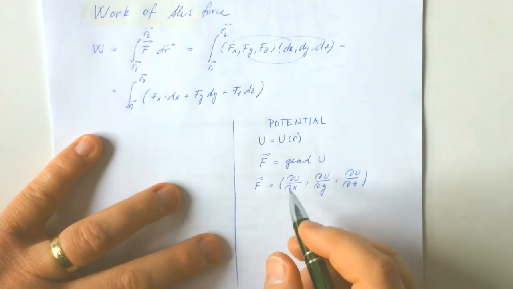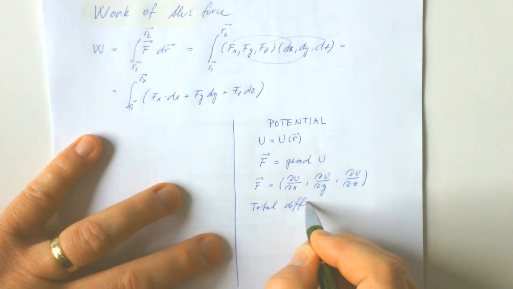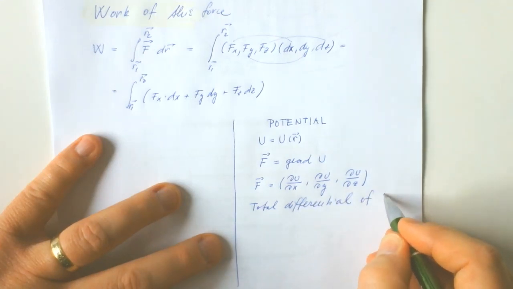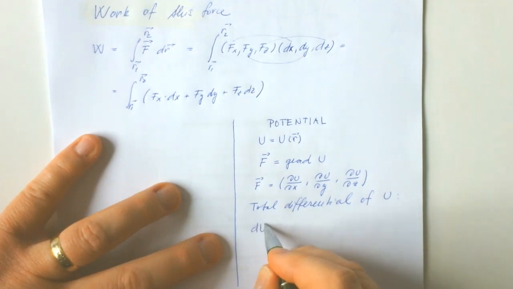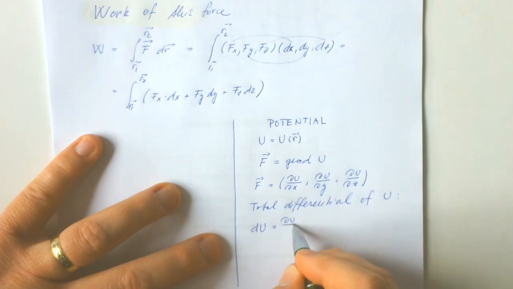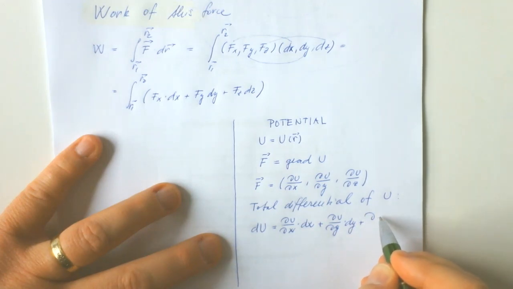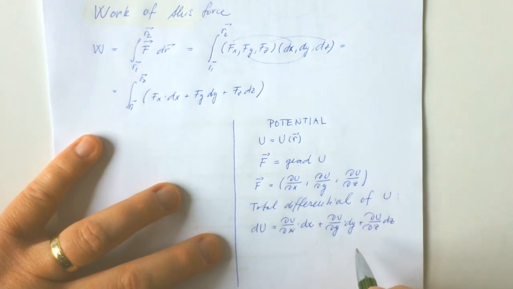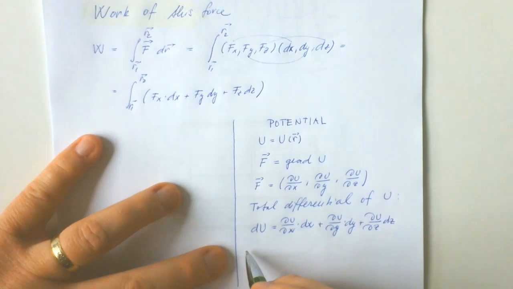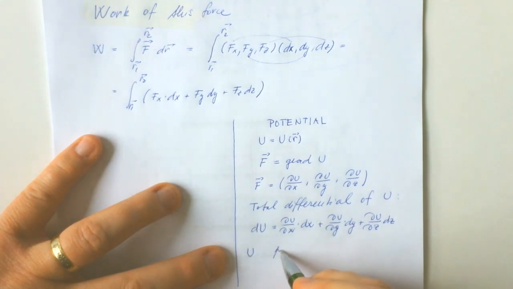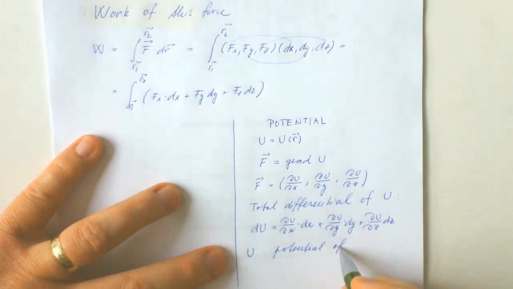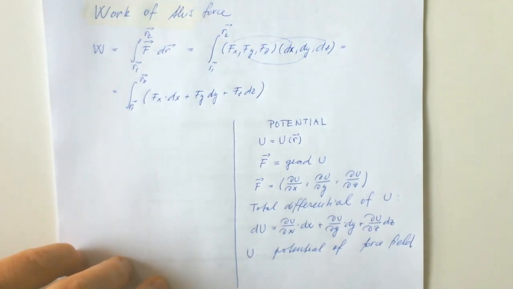And the total differential of U is dU equal to dU over dx by dx plus dU over dy by dy plus dU over dz by dz. And then we talk about U as a potential of a force field. And now we can go back.